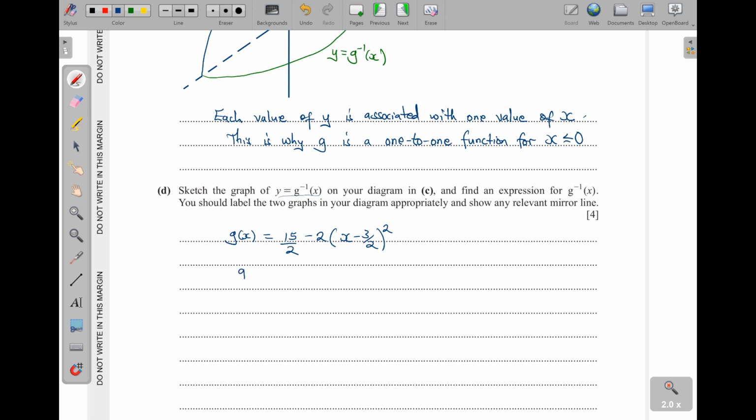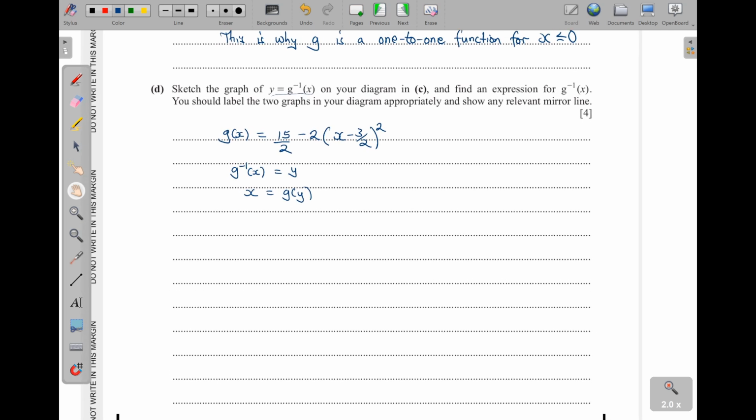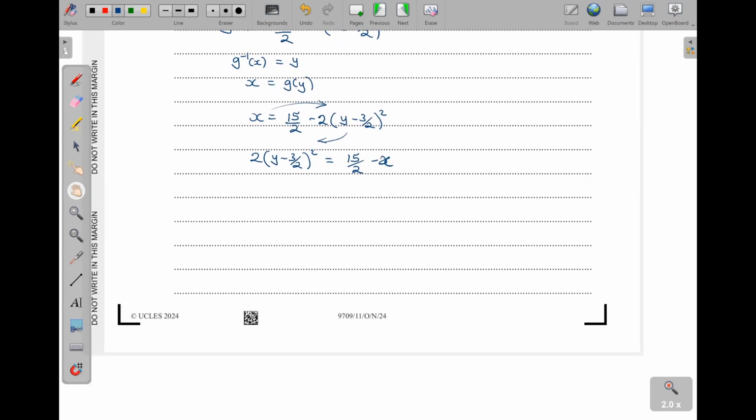Okay, now let our G inverse be equal to y. So if I take this other side, x will be equal to the G of y. In other words, interchange x with y. So we shall have our x here, which is equal to 15 over 2 minus 2 into y minus 3 over 2 squared. Now I can take this whole thing this way so that it becomes a positive squared. Then take the x this other side, 15 over 2 minus x. Then make y now the subject. So to make y the subject, divide all through by 2. This is y minus 3 over 2 squared. 15 over 2 divided by 2 will be 15 over 4, and then x divided by 2.